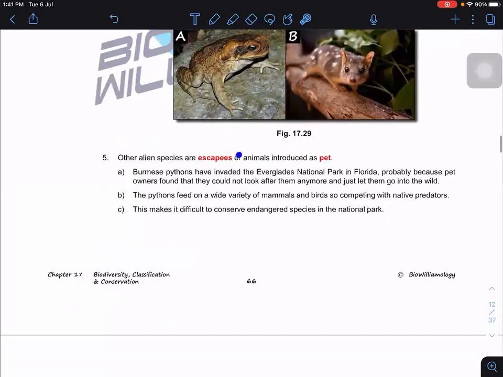Sometimes alien species escape, or animals are introduced as pets. For example, pythons have invaded the national park because pet owners found that they could not look after them and released them into the wild. In this case, it made it difficult to conserve the endangered species in the national park, because the pythons are top predators. They may kill certain endangered species in the national parks.